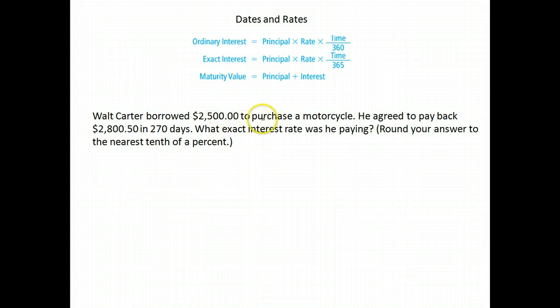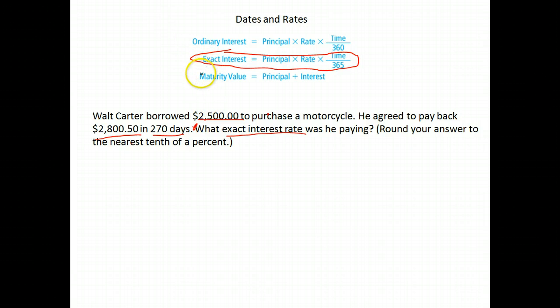All right, here's Walt Carter. He borrowed $2,500 to purchase a motorcycle. He agreed to pay back $2,800.50 in 270 days. What exact interest rate was he paying? So again, we know we're working with an exact interest problem. We want to fill in the information we have.